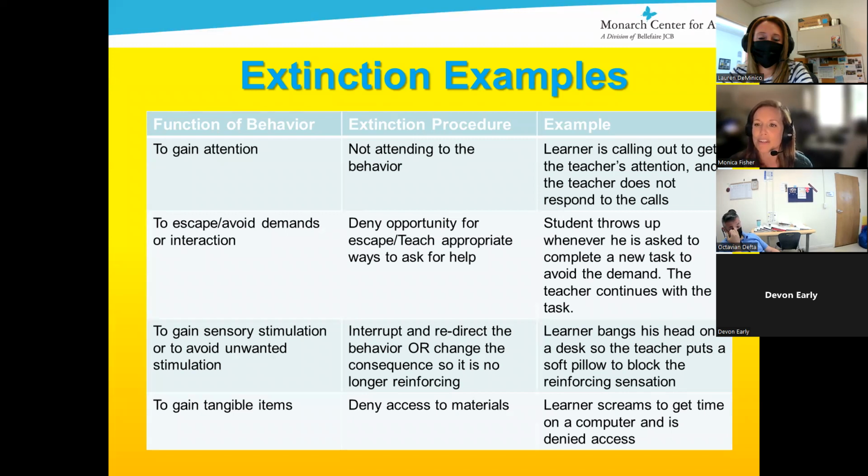So we want to make sure that when we're using extinction procedures, first of all, that we're doing it in an ethical manner, right? We want to make sure that kids actually do have the ability to have that function met. But we want to be aware of the fact that behavior would probably increase. Another extinction example is escape or avoiding demands. And you would deny opportunity for escape or teach appropriate ways to ask for help.